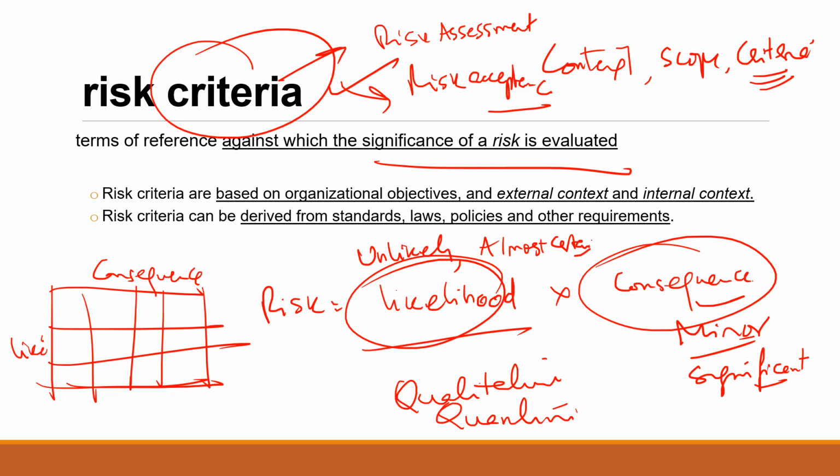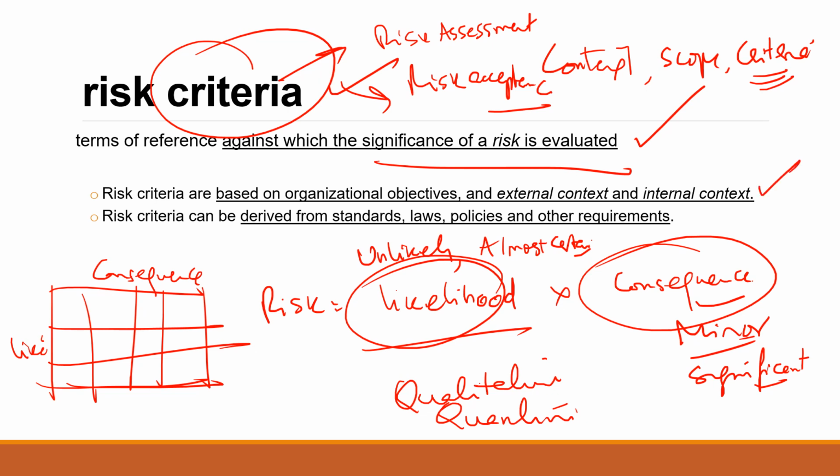And who defines the risk criteria? It comes from the top management, senior management, so the clarity has to be there. Terms of reference against which the significance of a risk is evaluated. I hope this is bringing clarity. Significance, the importance of the risk, is evaluated. When you are doing the likelihood, you have to understand there are different approaches, qualitative and quantitative. Risk criteria are based on organizational objectives and the external and internal context.